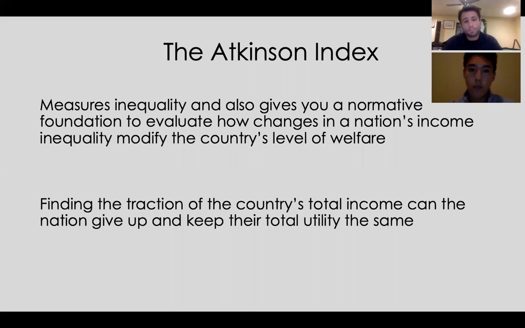All right, and so for the Atkinson index, this measures a nation's degree of inequality. It gives you the ability to evaluate how changes in a nation's income inequality modify the country's level of welfare. It's more complicated, using more of an equation and formula, but it allows you to figure out trade-offs between reducing total income and decreases in income inequality. It can be used to estimate if something like a government program can change national well-being as well.